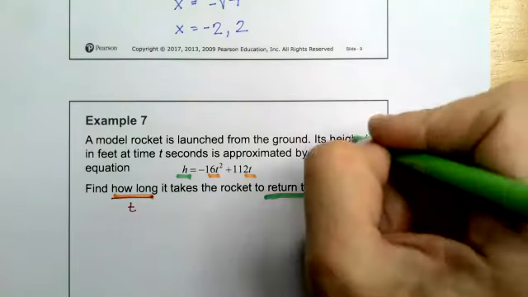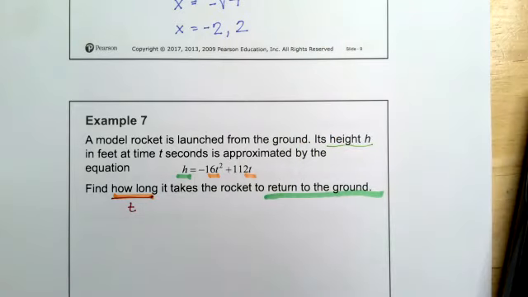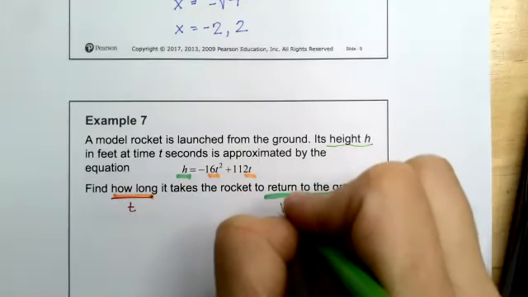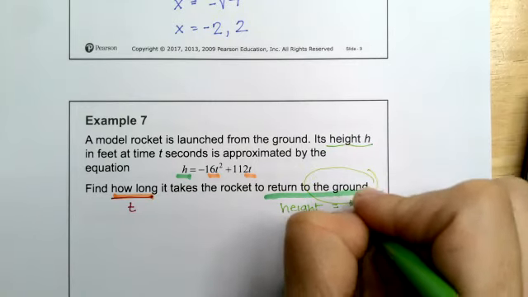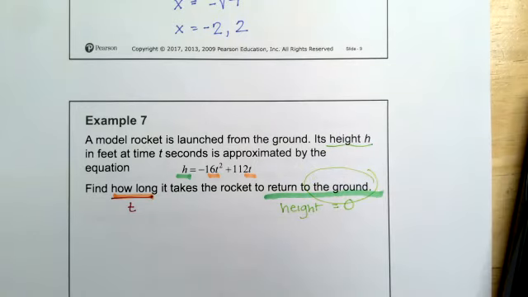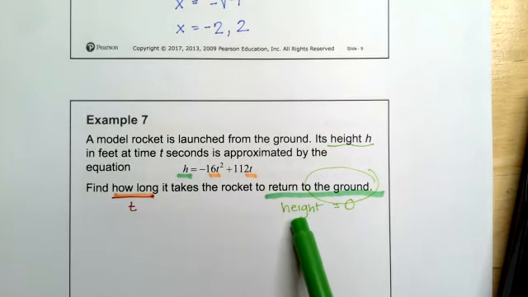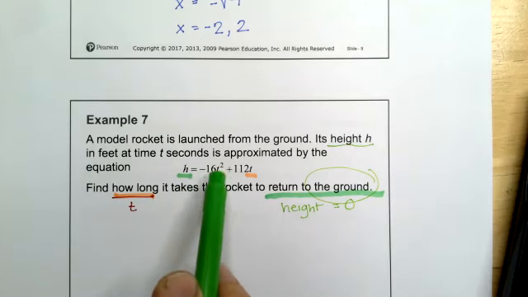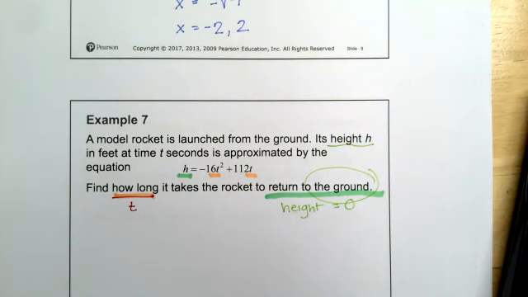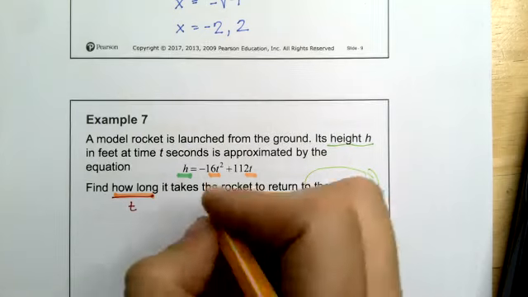Remember, h is height. What is the height of the ground? Height when it's on the ground will equal 0 feet. Good. So they want us to find t when h equals 0. 0 equals -16t squared plus 112t. Good. So I'll just rewrite it just like that.